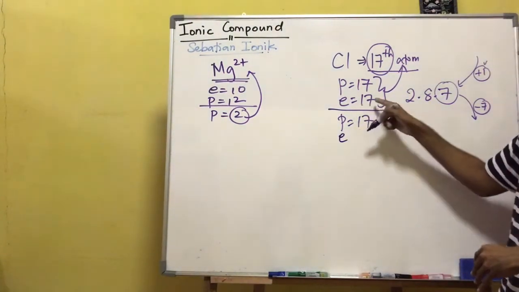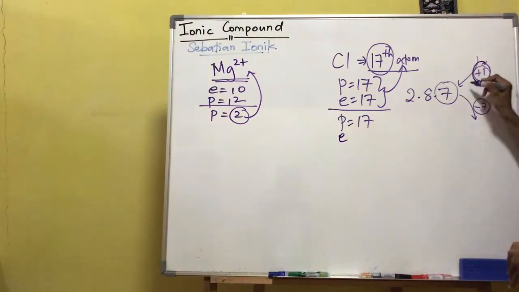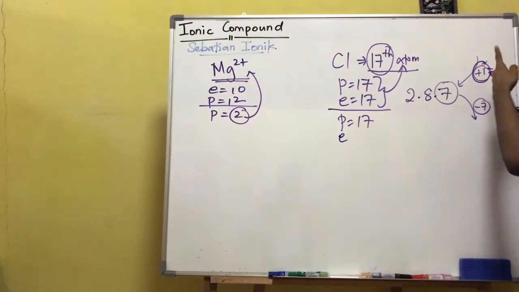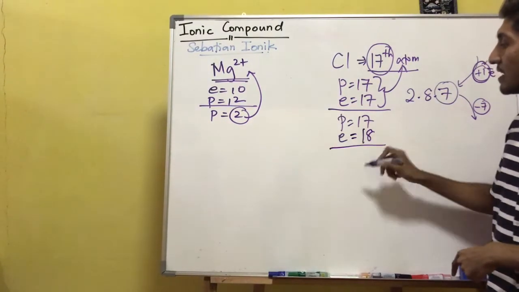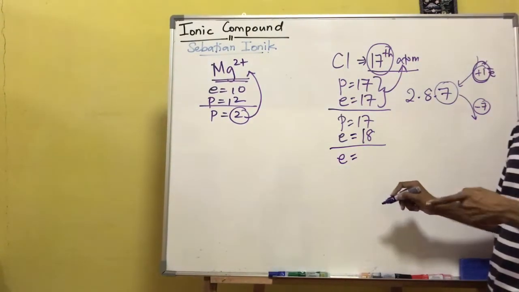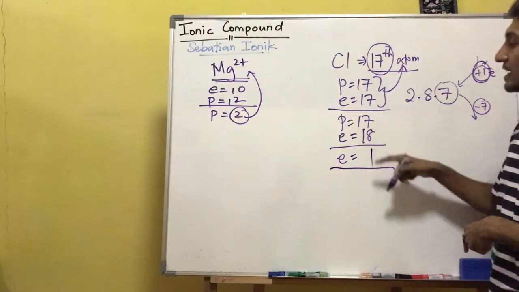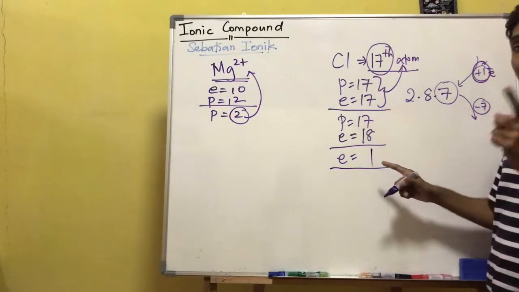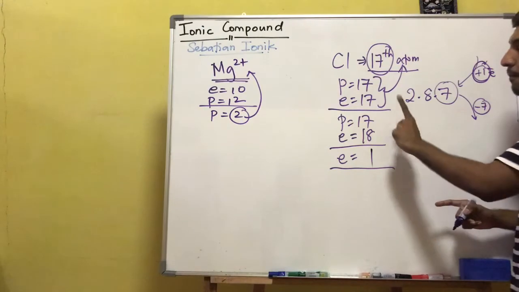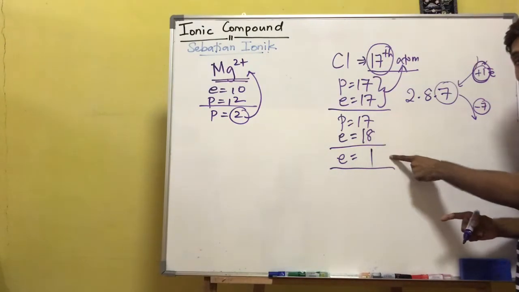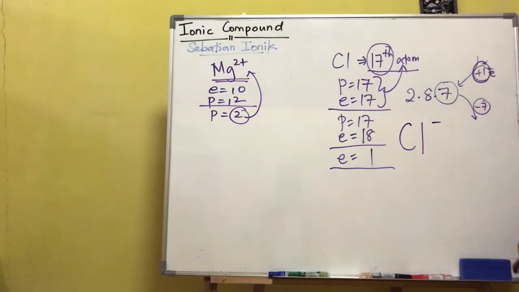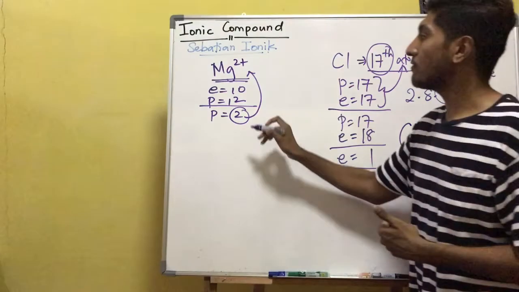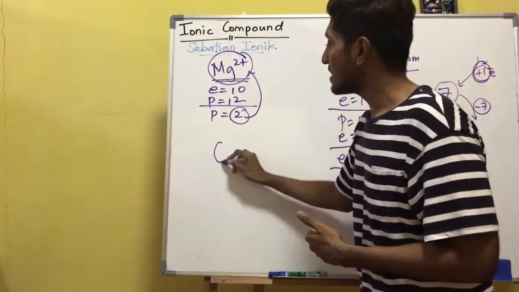From electron 17, since we are adding another electron, apabila kita tambah 1 elektron, elektron akan menjadi 18. Jadi elektron pula kali ini yang berlebih 1. Jadi bila elektron berlebih 1, when electron exceeds proton by 1 electron, therefore Cl would have 1 negative charge. So Cl negative. Okay? So we have Mg2+ here and Cl negative.